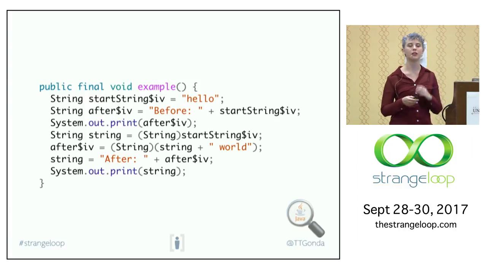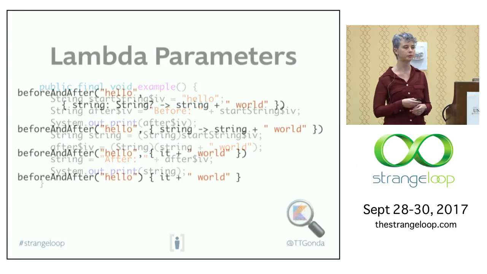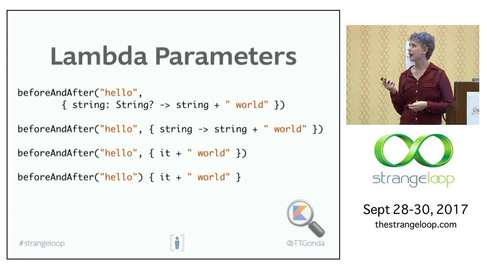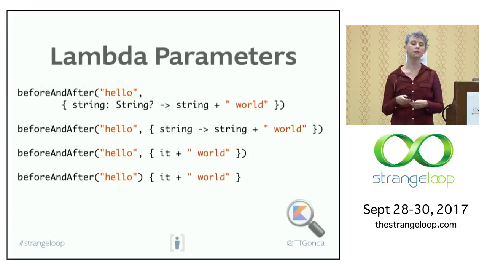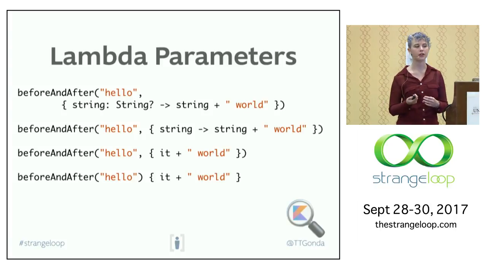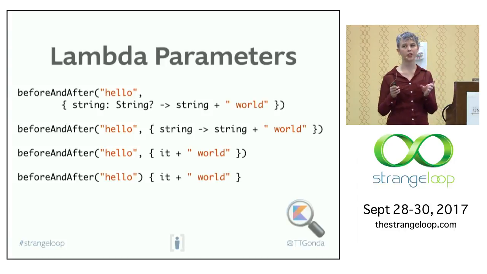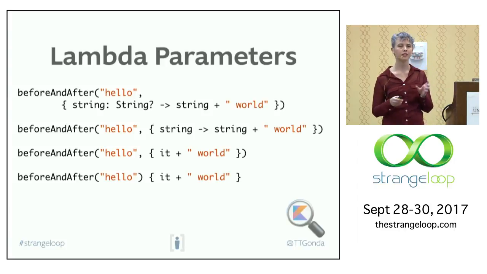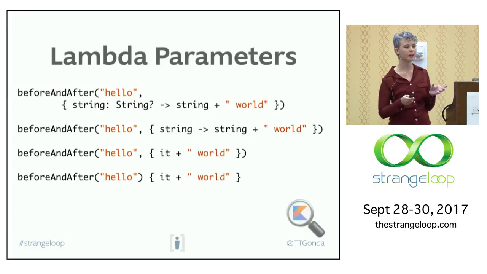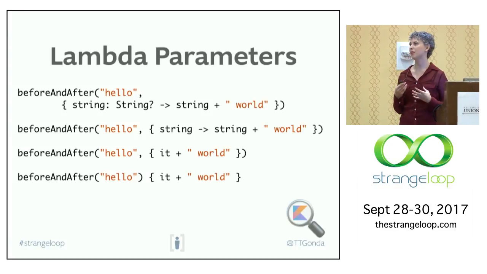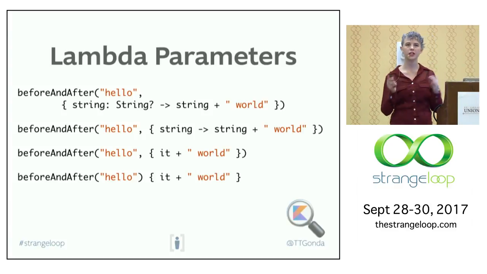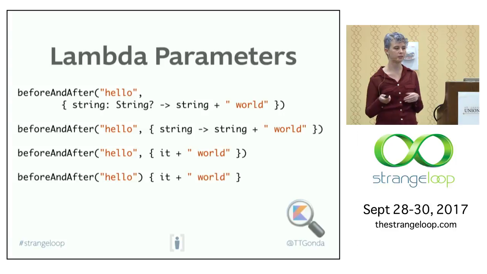A quick detour before we look at what it would be if it was not inlined. Let's see the different ways that we could have called before and after. So the first line is what we just did. Because the types can be inferred, we can leave off that type declaration, and that's the second line. If we had not specified that we wanted that variable to be called string, it would have defaulted to it. That's that third line. And then if a lambda is the last parameter to be passed into a function, it can be taken outside of the parentheses.